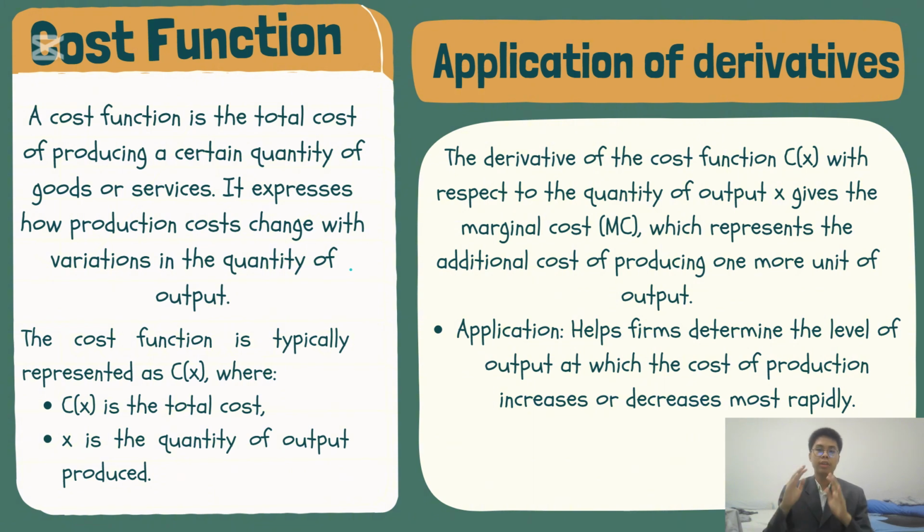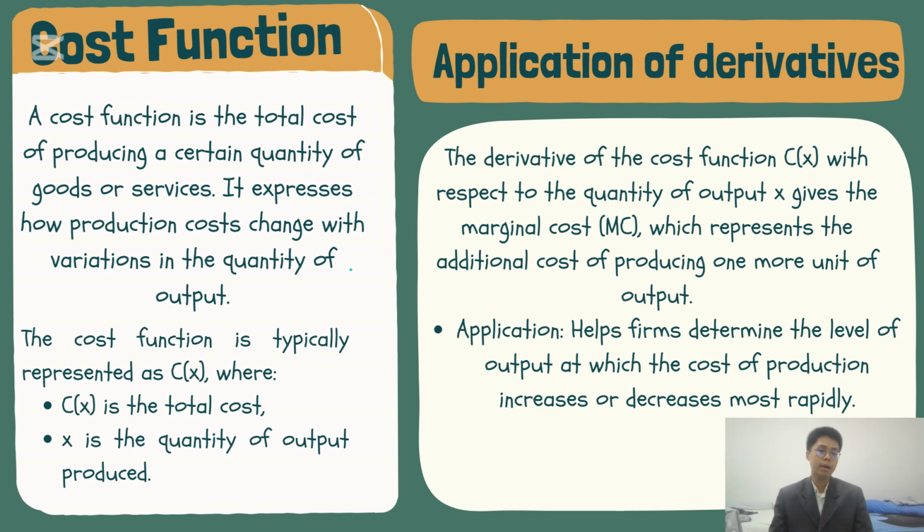The application of derivative to the cost function is usually called marginal cost. It represents the additional cost of producing one more unit of output. So a business company usually uses this marginal cost to determine the level of output at which the cost of production increases or decreases. So they can find the most efficient cost of production to produce the maximum profit.